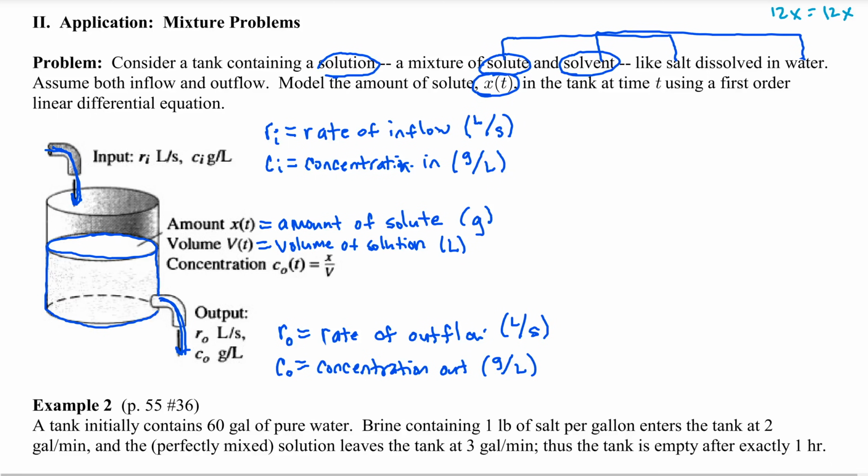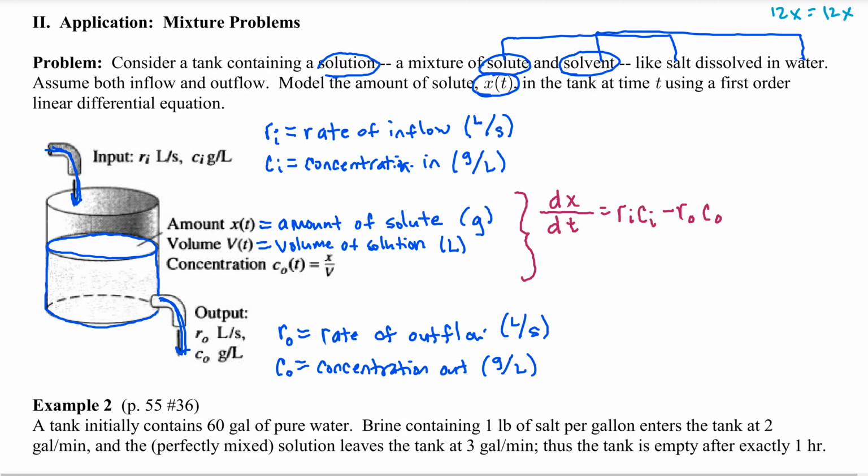So considering all these aspects and assimilating these in a model, we can say that the rate of change of solute in the tank at any time t is given by the rate of inflow times the concentration in, minus the rate of outflow times the concentration out.